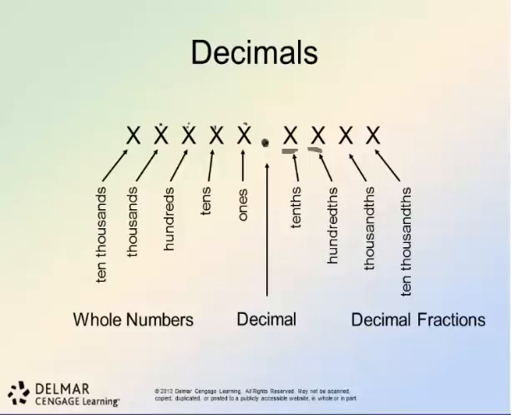If you divide 1 by 10, you get tenths. Divide tenths by 10, you get hundredths. Divide that by 10, you get thousandths.